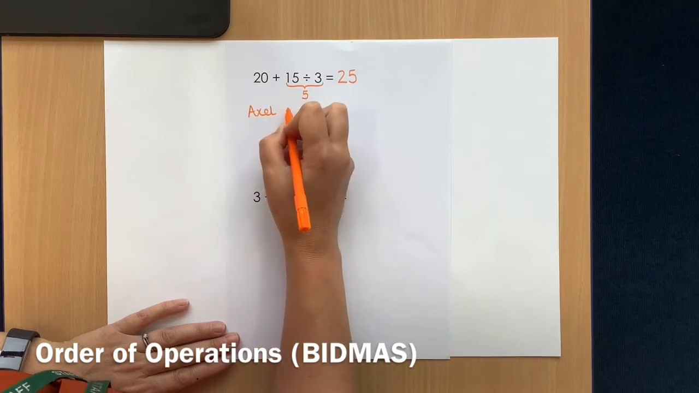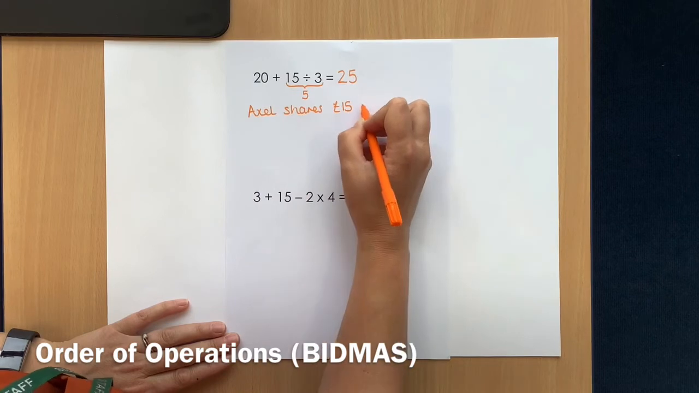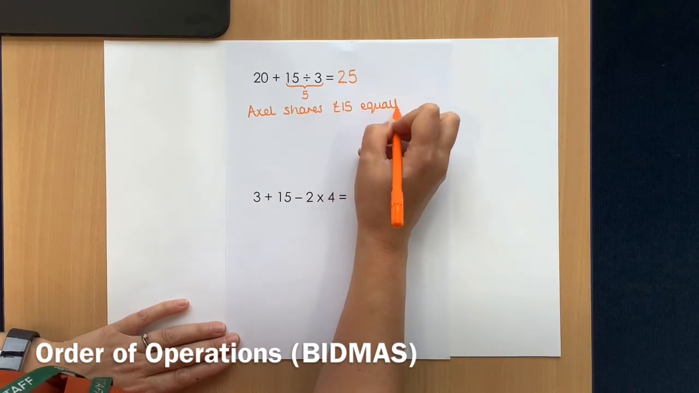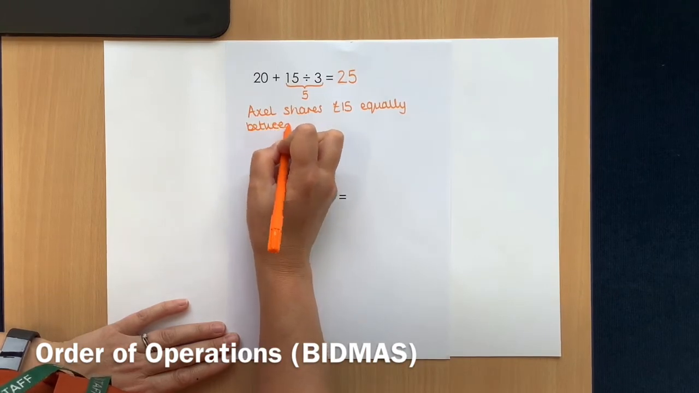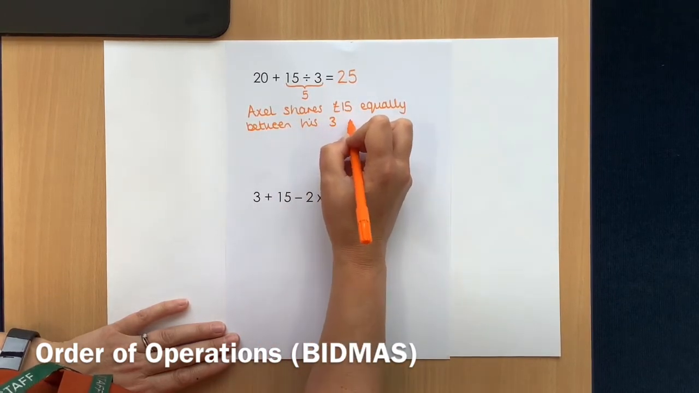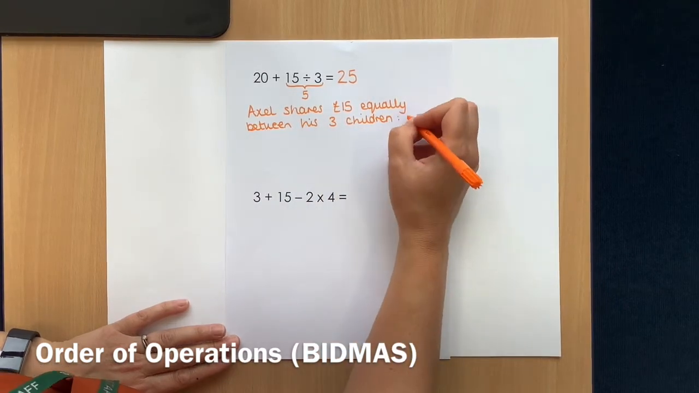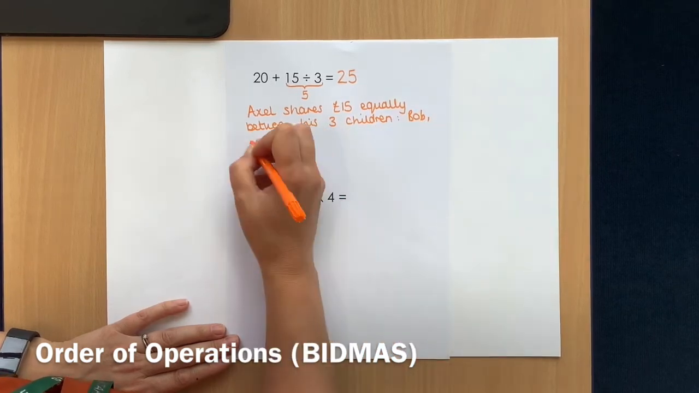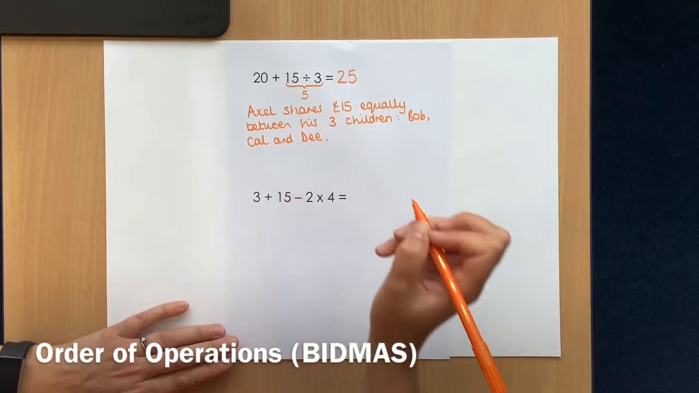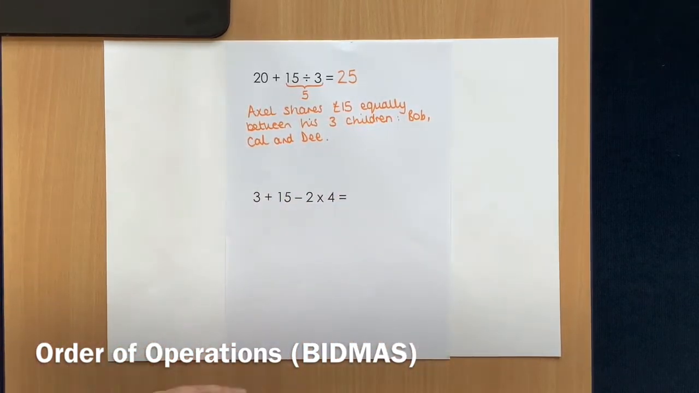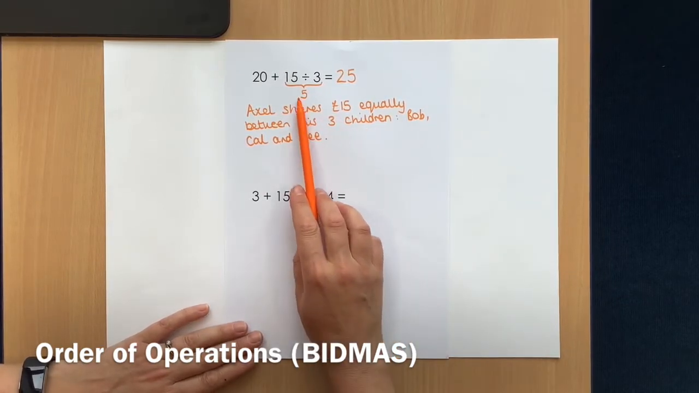Axel shares £15 equally, that's what the division means, between his 3 children. Let's give them names. Bob, Cal, and Dee. Don't worry too much about thinking of names and things. You can do it on a theme if you want to. It doesn't really matter. So first of all, he shares the money equally.